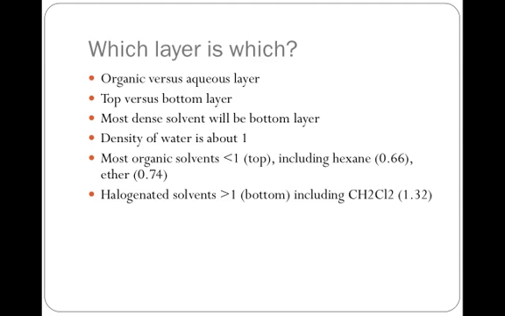On the other hand, most halogenated solvents are heavier. They have a density greater than 1. So something like dichloromethane with a density of 1.32 is going to be the bottom layer. So it's always going to be important for you to look up those densities and decide which layer is the one you want. Where is your compound? Is it in the organic layer? If so, which layer is that?